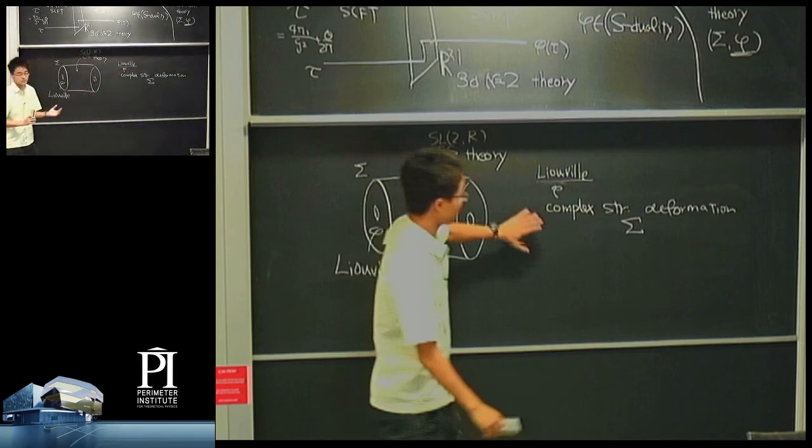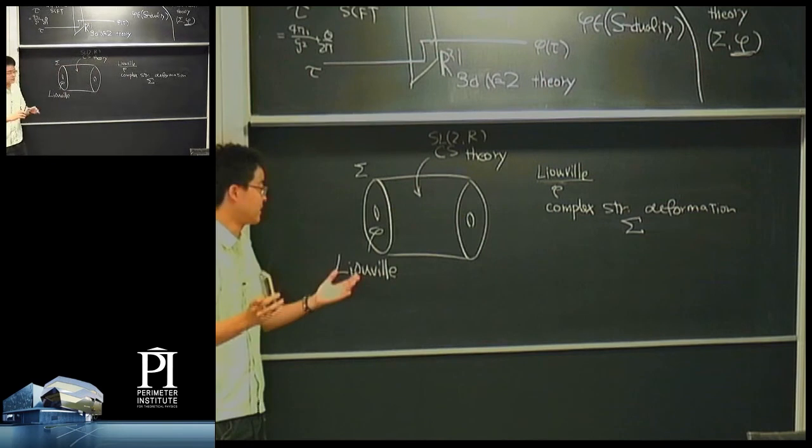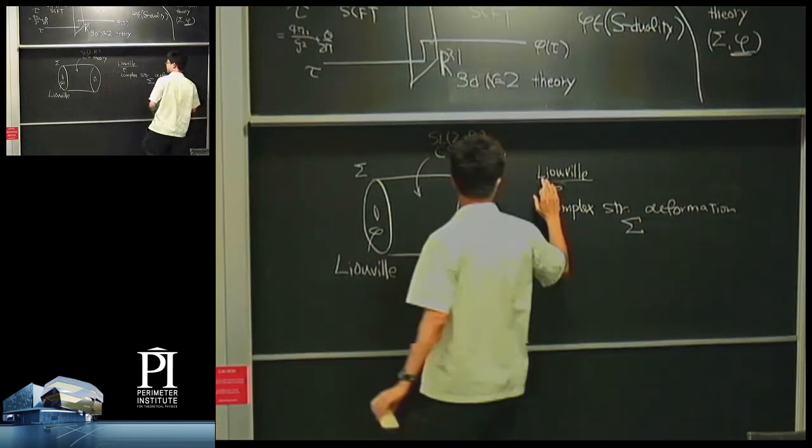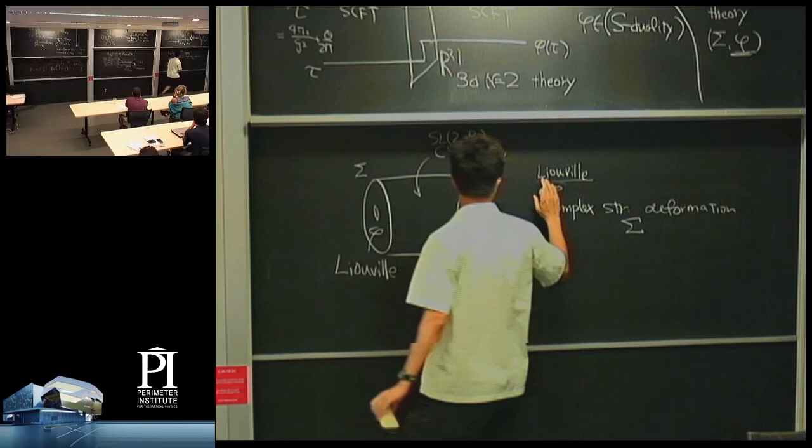And then there is a uniformization theory in mathematics which says that these complex structure metrics are conformal to the standard, say, sphere metrics up to a conformal factor. And the condition that the complete metric has constant negative curvature is exactly the same as the Liouville equation. That's how Liouville comes about. So the Liouville theory comes from this complex deformation, the metrics on the Riemann surface.